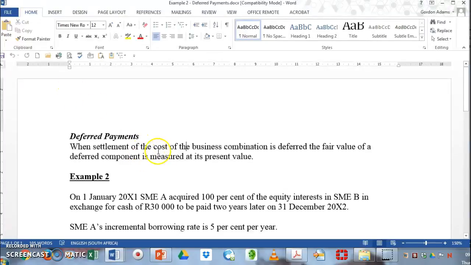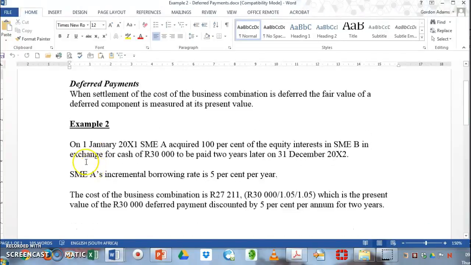So when settlement of a cost of the business combination is deferred, the fair value of the deferred component is measured at its present value as at the date of the acquisition. Exactly. So example 2. So on the 1st of January 20X1, SMEA acquired 100% of the equity interest in SMEB in exchange for cash of 30,000 Rand to be paid 2 years later, on the 31st December 20X2.